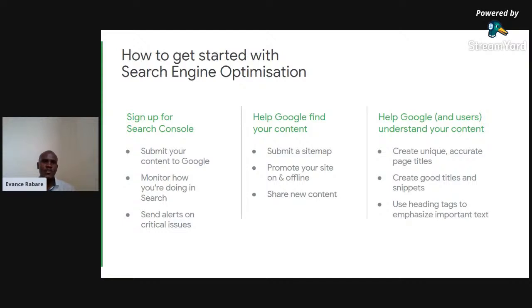Also, help Google and users understand your content. You need to create unique, accurate page titles. And if possible, you also need to label images with names. Don't label images 1, 2, 3 JPEG. You need to put a name on it. It will help Google crawlers to find the images very fast. So create good titles and page snippets. Use heading tags to emphasize important text.